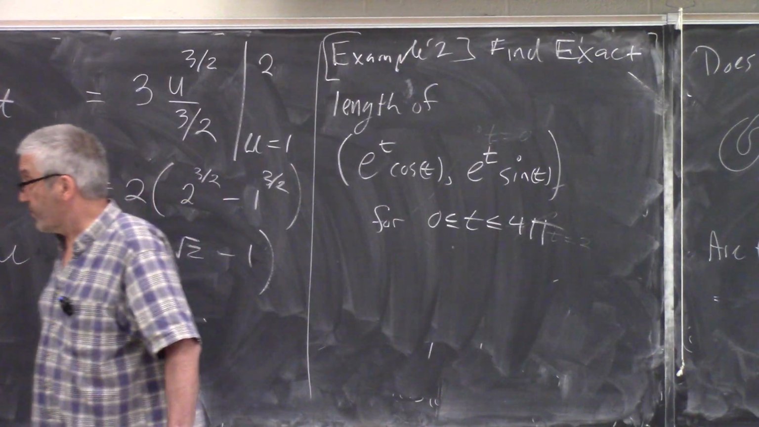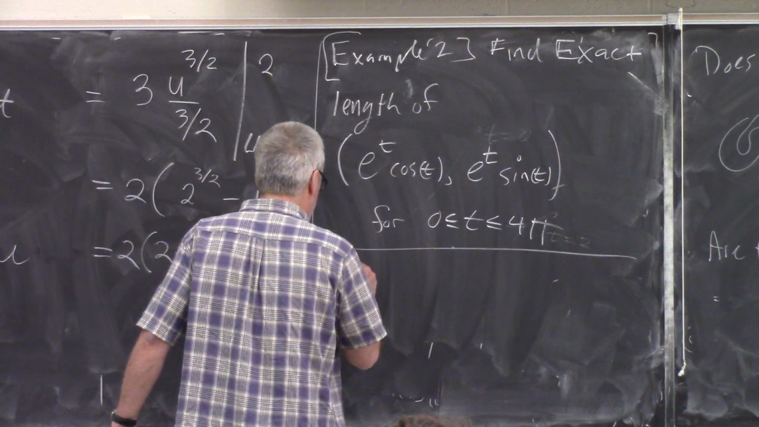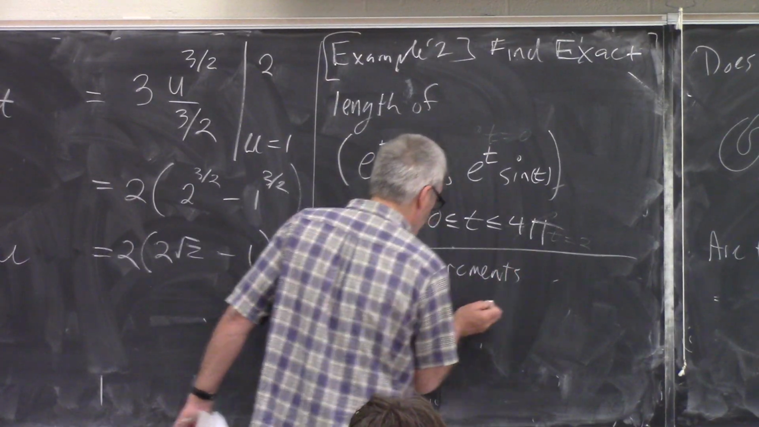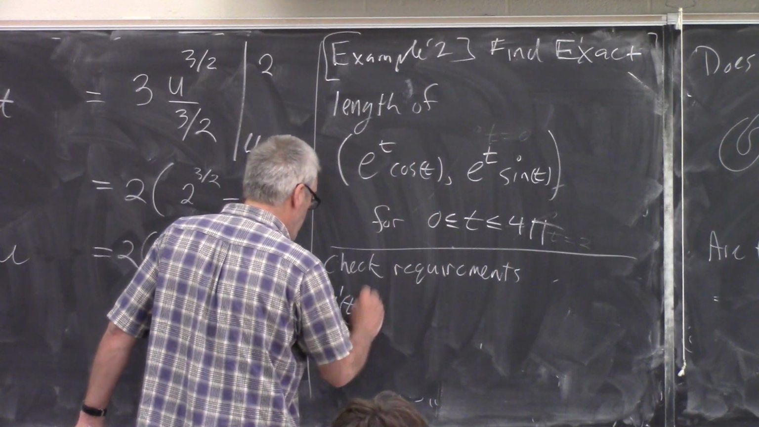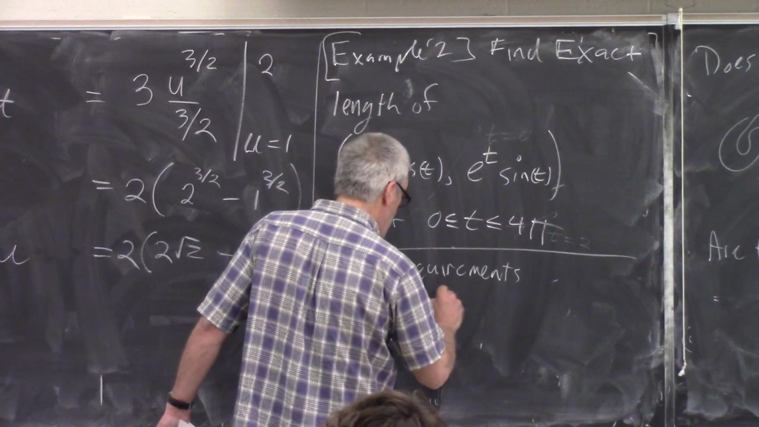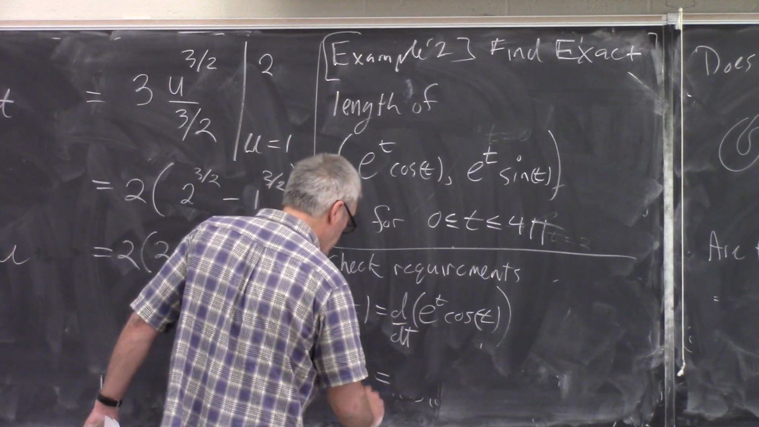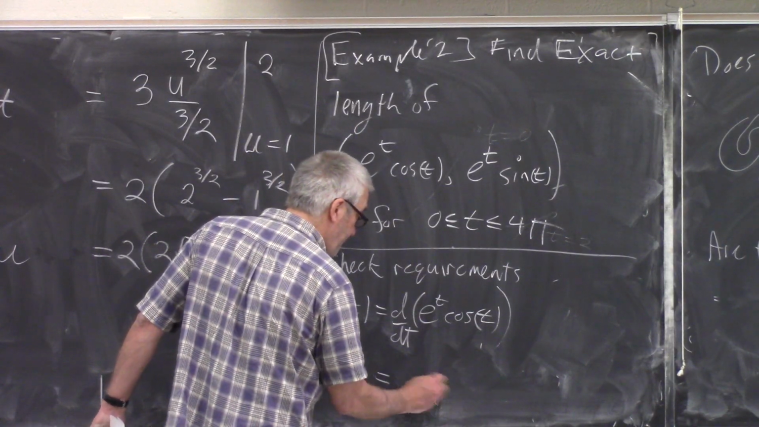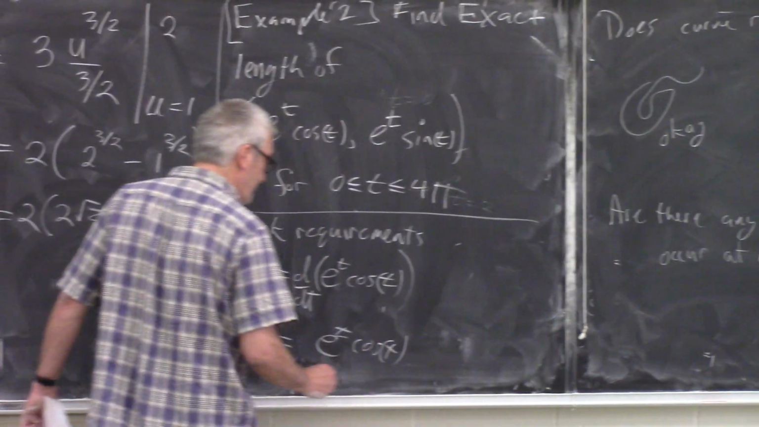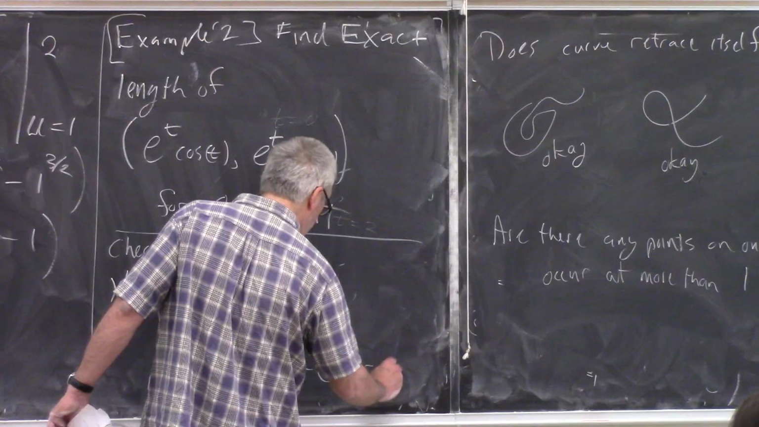Okay, well, look, we know we're going to need to have x prime. So let's look at x prime. x prime of t, that's the derivative of that thing, e to the t cos t. And I have to use the product rule. So I'm going to take the derivative of the first, that's e to the t, times the second, that's cos t, plus the first, that's e to the t, times the derivative of the second, that's minus sine t.